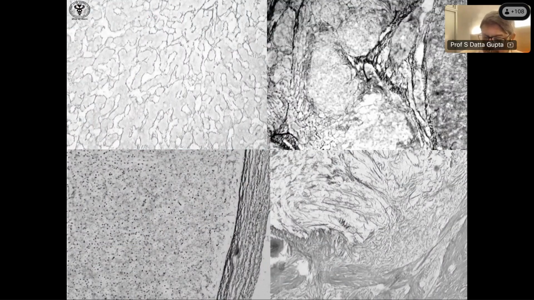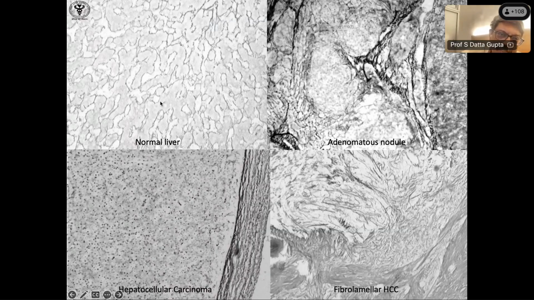Okay, I'll go to it. See, reticulin is absent in hepatocellular carcinoma. It's a poor man's way of suspecting hepatocellular carcinoma right away when you do an H&E and reticulin. Even in an adenomatous nodule or dysplastic nodule, you get focal loss of reticulin. But in fibrolamellar HCC, where there's fibrosis, you'll obviously get reticulin.